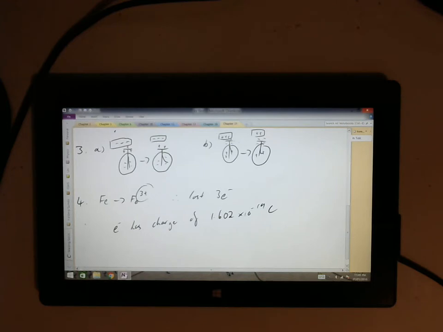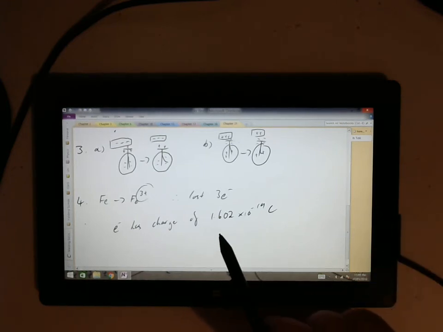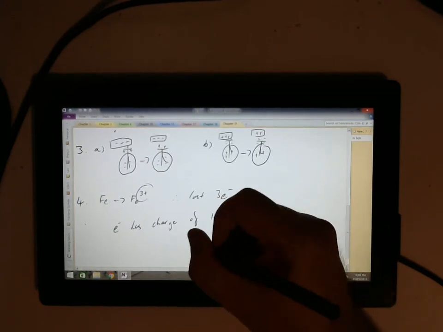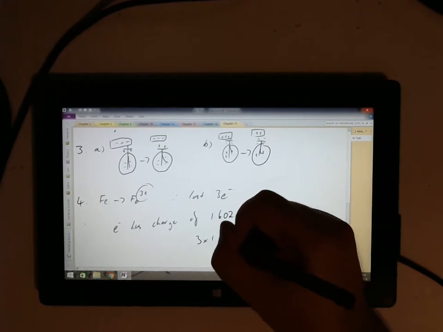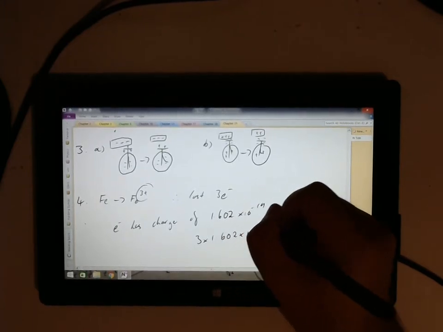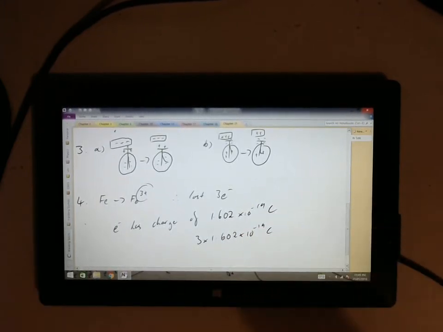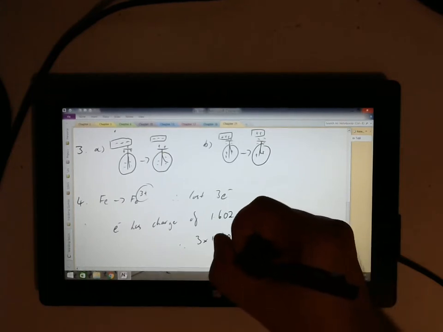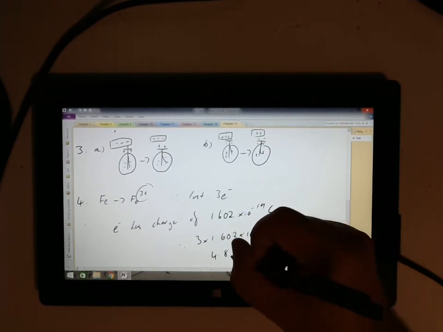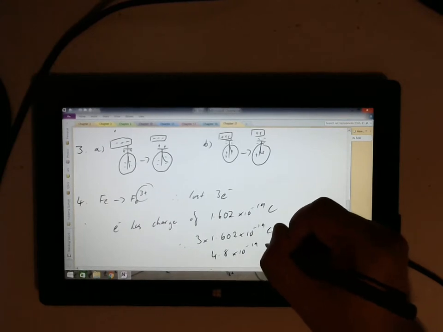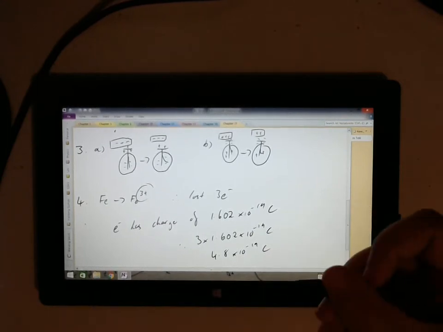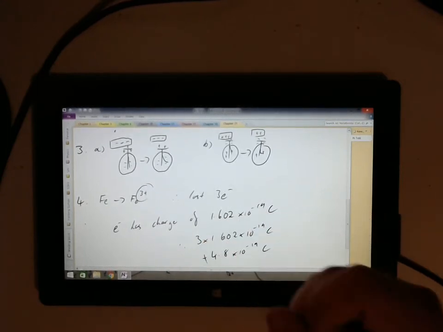We want to know for this question, though, what was the charge? Determine the charge on this ion. Now, the fact that it's lost 3 electrons doesn't matter. It's still going to be 3 times this charge, so 3 times 1.602 times 10 to the negative 19 coulombs. Remember, coulombs can be positive or negative. And 3 times 1.6 is going to be about 4.8, so 4.8 times 10 to the negative 19 coulombs. The fact that it's a positive charge doesn't matter, so I'm just going to write positive out there.